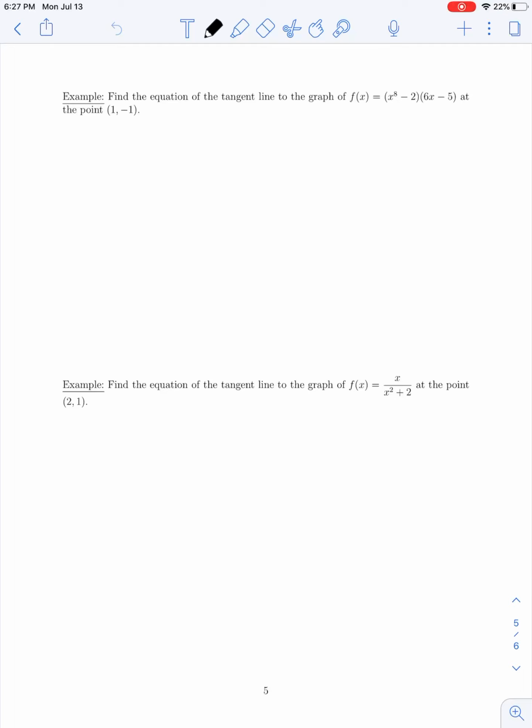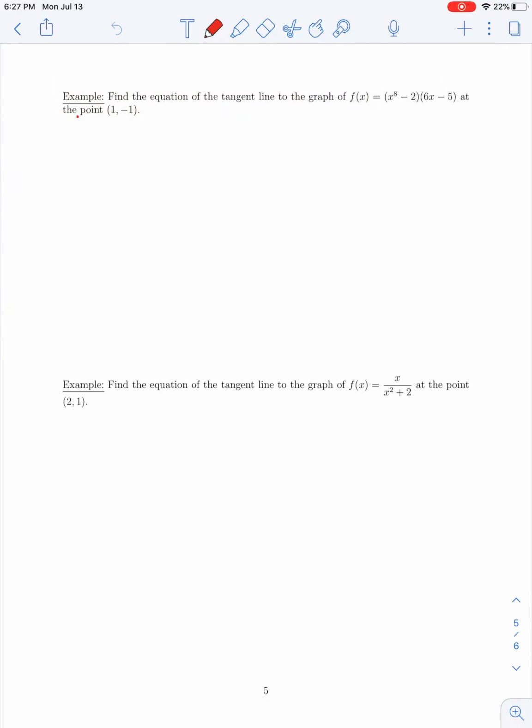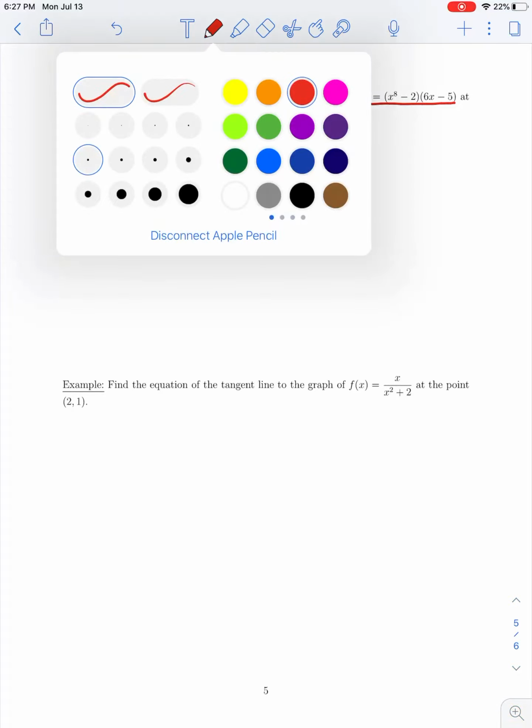So recall that there's two things that we need for the equation of a line. A point which the line passes through, which we're already given in this problem, the point 1, negative 1 on the tangent line to the curve. And the other thing that we need is the slope of that line. So specifically for the tangent line to the graph of a function, our slope is given by the derivative of that function. And looking at our function f of x, it is a product of two polynomials. So to find that slope, we could make use of the product rule.